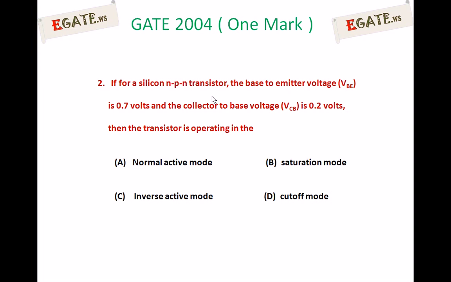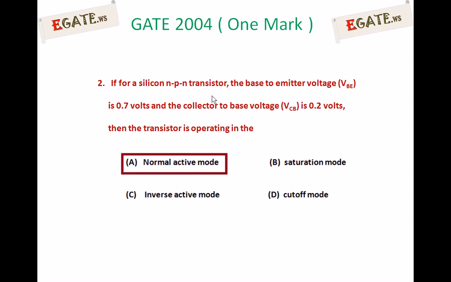Given a silicon NPN transistor, with VBE given as 0.7 volts and VCB given as 0.2 volts, in which region is the transistor: normal active, that is nothing but the active region, or saturation region, or inverse active region, or cutoff mode? The correct answer for this one is A, normal active mode.